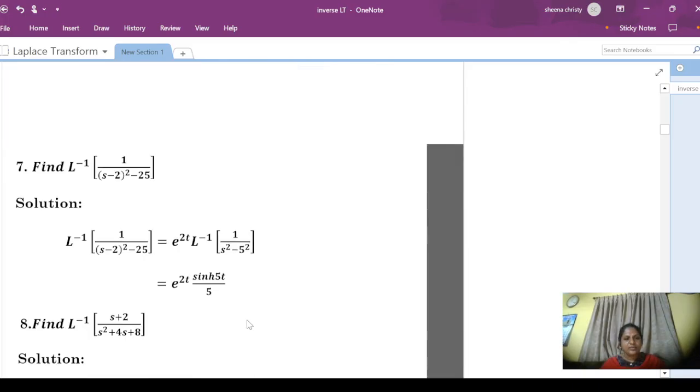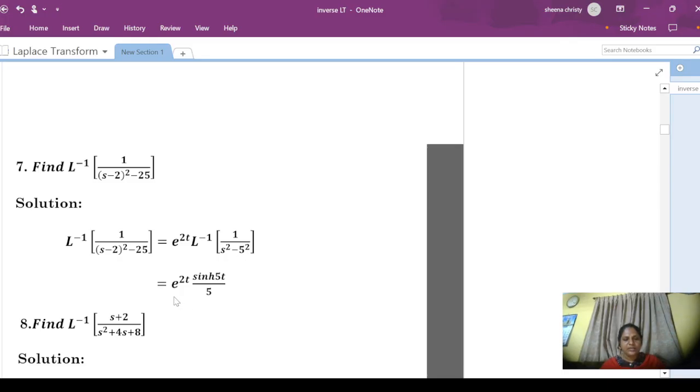Next, we are going to move on to the problem: finding L inverse of 1 by (s minus 2) the whole square minus 25. So the same first shifting theorem is what we are making use of. Here the denominator has a minus sign. So for s minus 2 we write e power 2t, L inverse of 1 by s square minus 5 square.